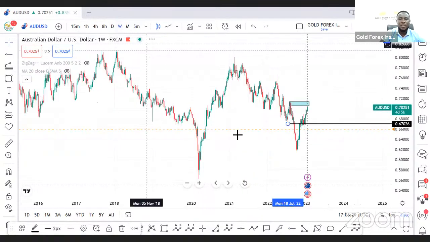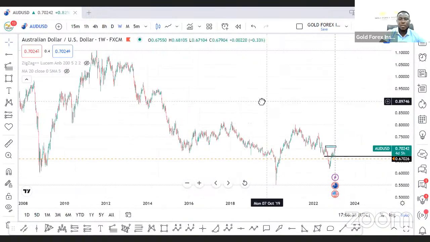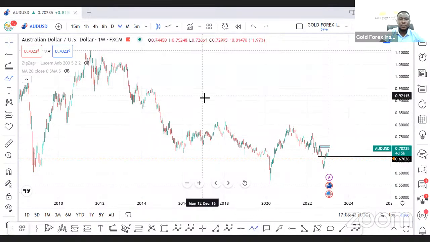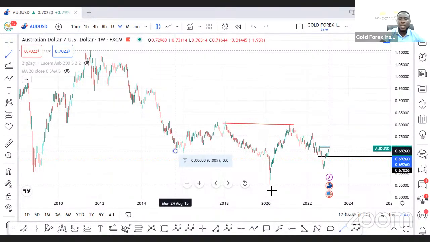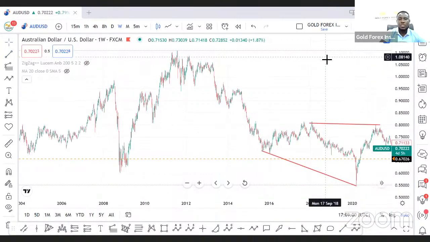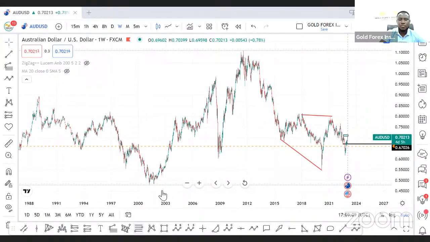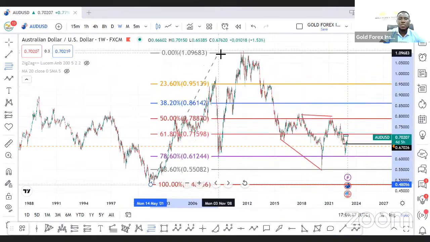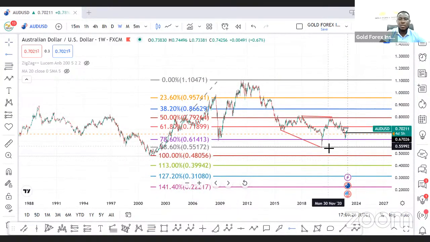let me check the weekly time frame. Yeah, so I expect this one to still move down. Now, in the long term, this looks more like a running flat correction. This looks more like a running flat correction. This one can come to 113. Either it can come back to the support or it can come to the 113 field.